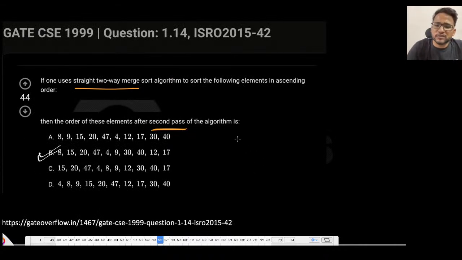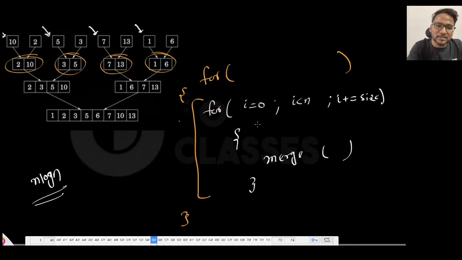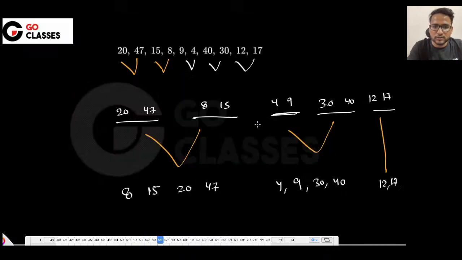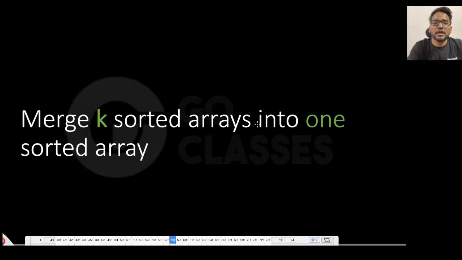This was a very easy question, but I took it just to make sure that you understand this iterative algorithm very well, right? Now we understood merge sort, and we understood iterative merge sort also. Great. Now let's solve a few questions that deal with merging k sorted arrays into just one sorted array. Let's see these kinds of questions too.